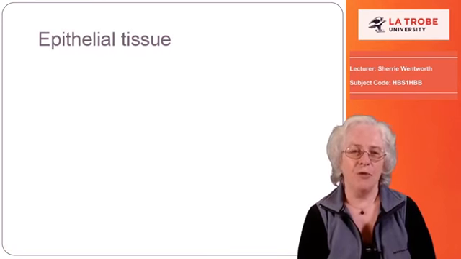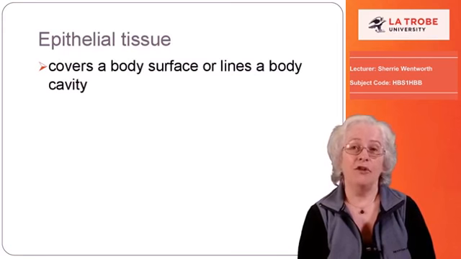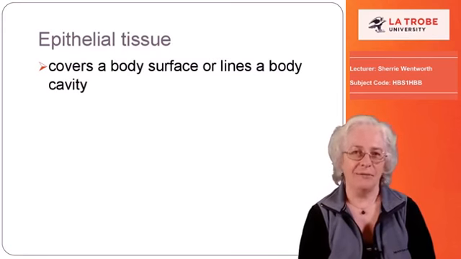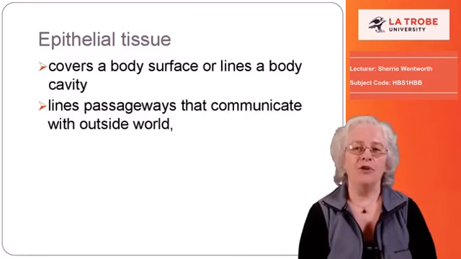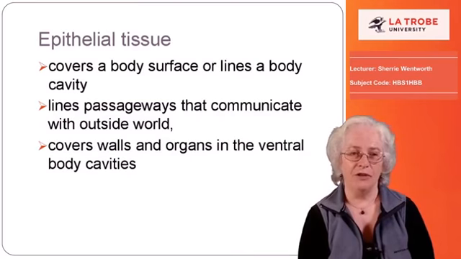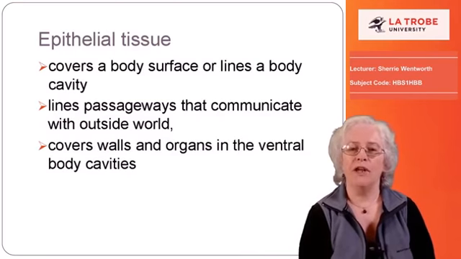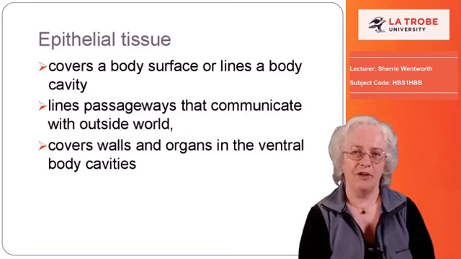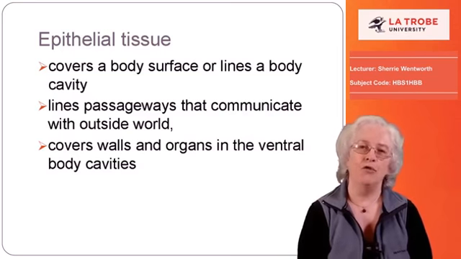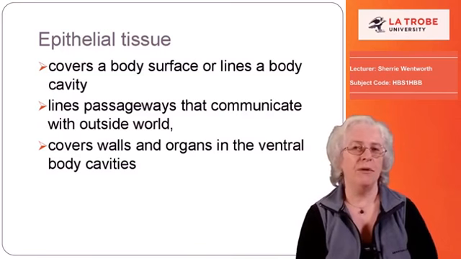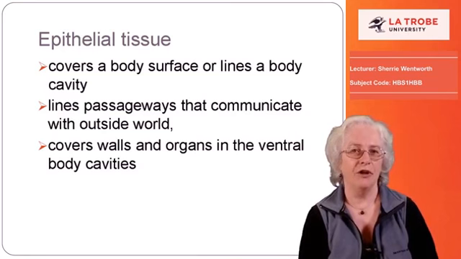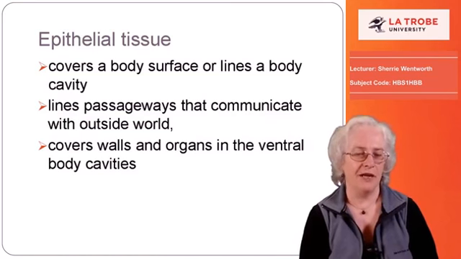So epithelial tissue, what is it? It covers a body's surface, so the outside of the body, or lines a cavity, so a covering tissue. It lines passages that communicate with the outside world, and it covers walls and organs in the ventral body cavities. Again, you met the idea of dorsal and ventral cavities last semester. So it's a reminder, if you don't remember last semester's work and we mention it this semester, go back and review it. We do expect you to know HBA material.